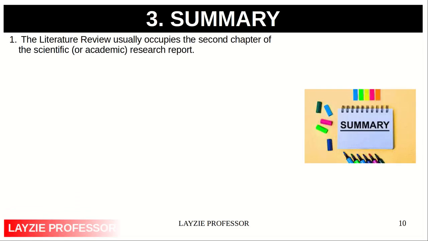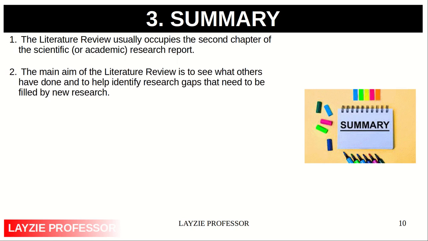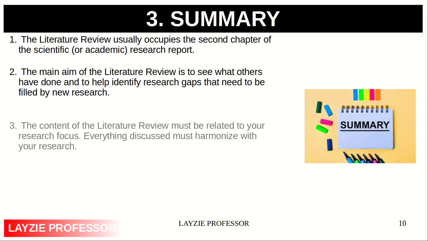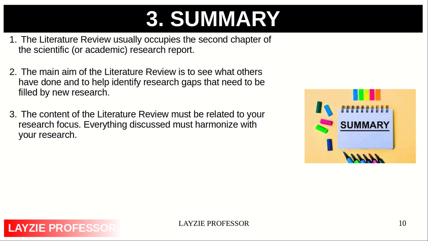So in summary, literature review basically occupies the second chapter of the scientific or academic research report. And the main aim of literature review is to see what others have done in relation to what you want to do, and to also help you identify gaps or things that remain undone, or things which still need to be done in the research focus, or gaps which need to be filled in by new research. The content of your literature review must be related to your research focus, the area you want to do your research.